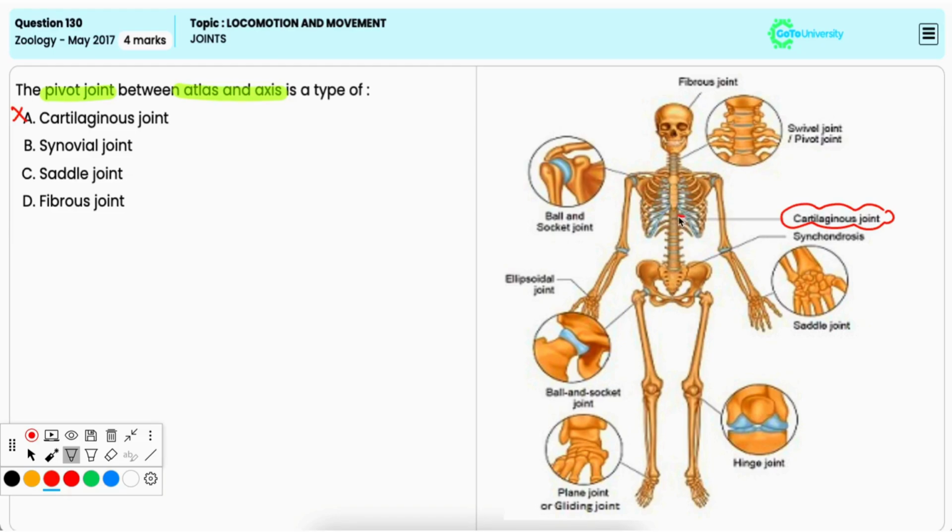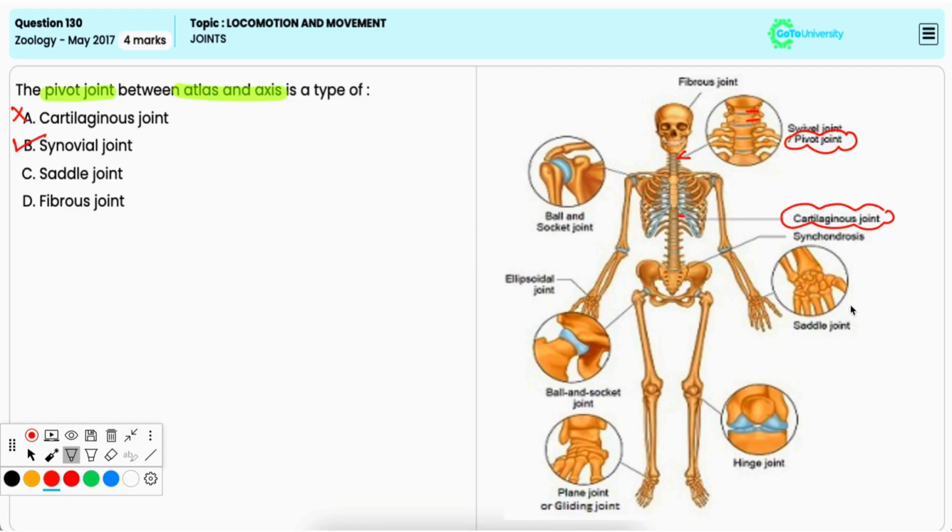Option B, synovial joint. The pivot joint present between the atlas, that is C1, and axis, C2, allows rotational movement, which is the characteristic of a synovial joint. They are highly movable and they have a fluid-filled joint cavity. So it is the correct option.